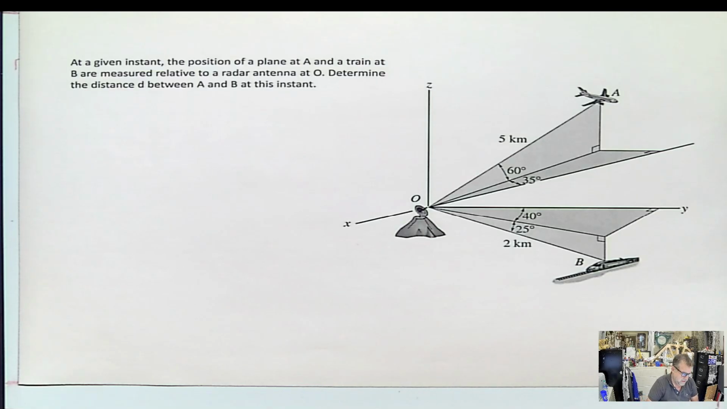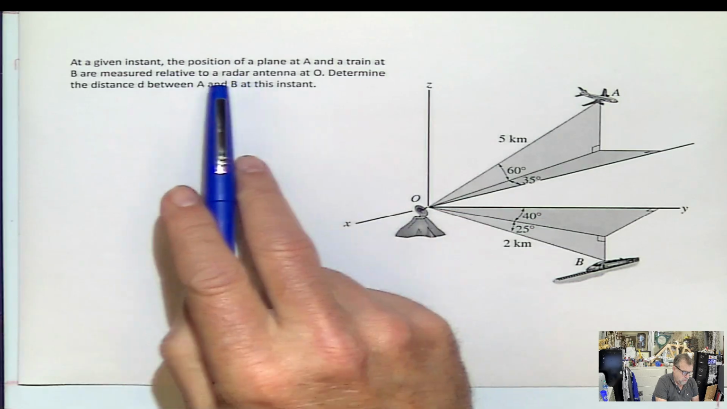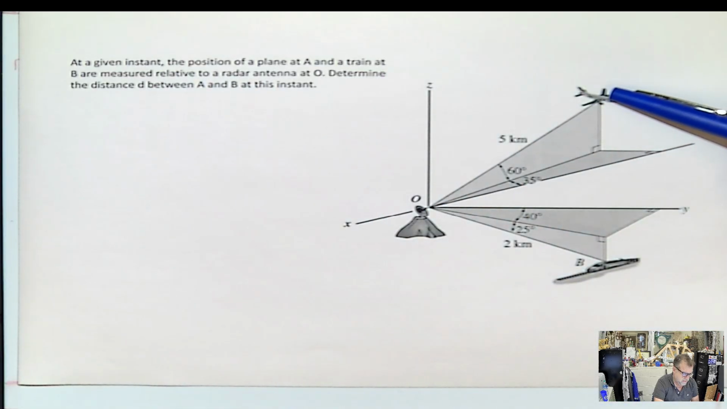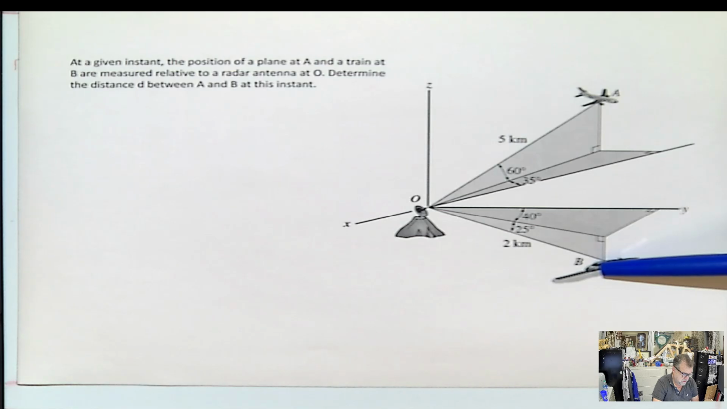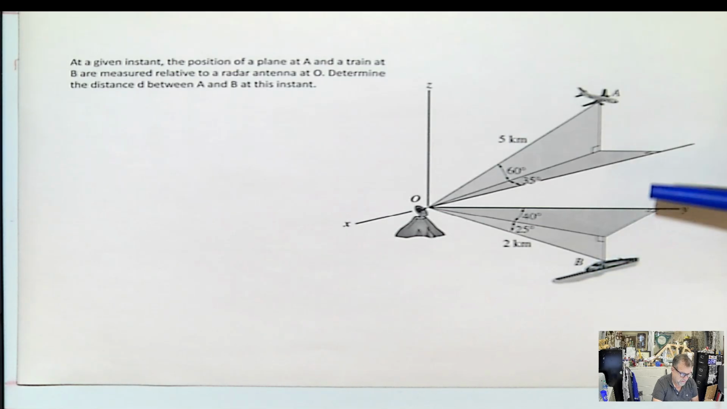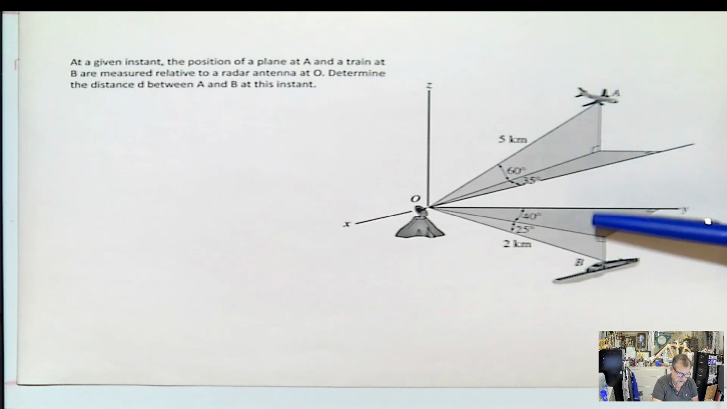Hi guys, another application for position vectors. Now we have the position of a plane and the position of a train. And at that particular instance, we are asked to calculate the distance between A and B.